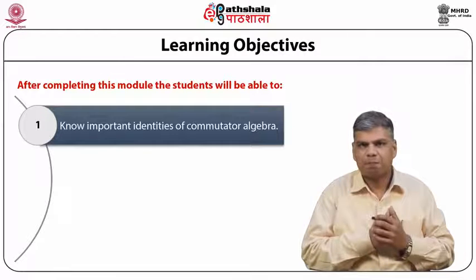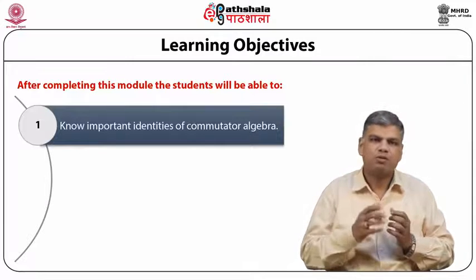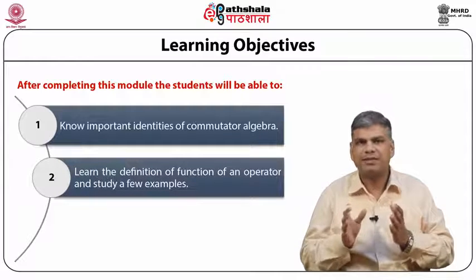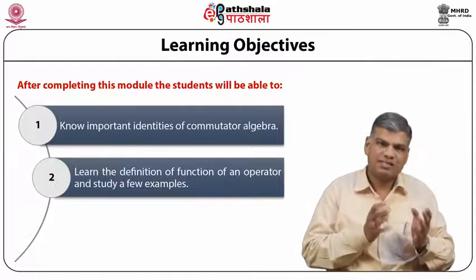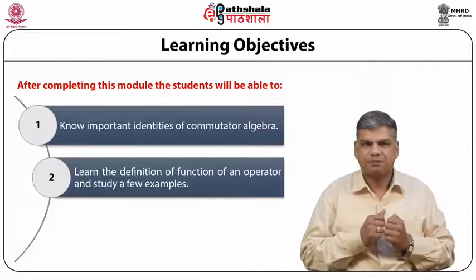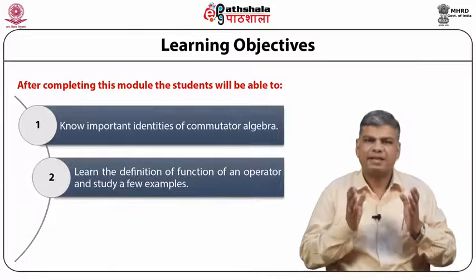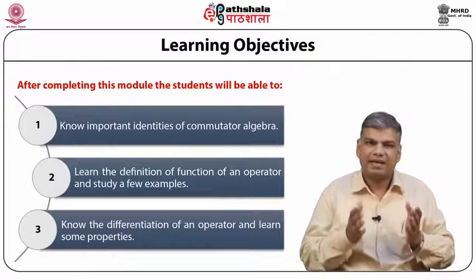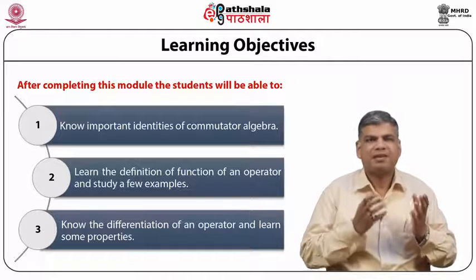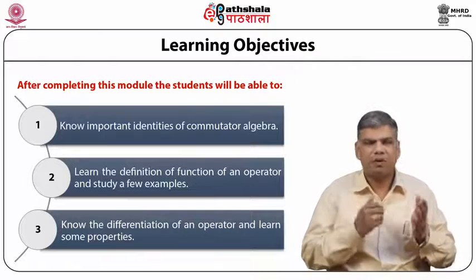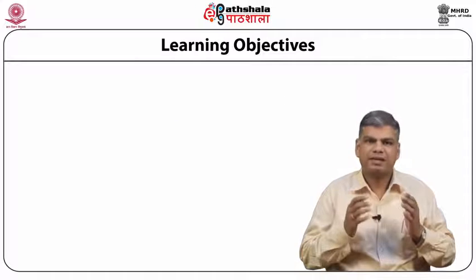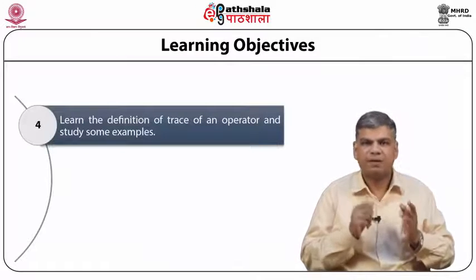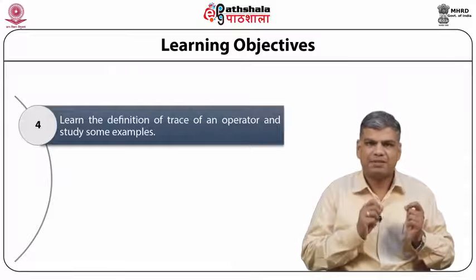quantum mechanics. From here, we'll move on to learning the definitions of functions of an operator, and we will also study a few examples. We'll then get to know the differentiation of an operator and learn some properties relating to the differentiation of the operator. Then we will learn the definition of trace of an operator and study some examples.